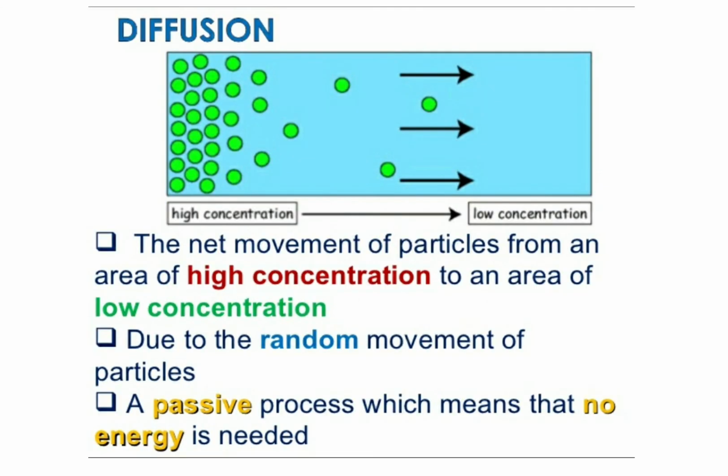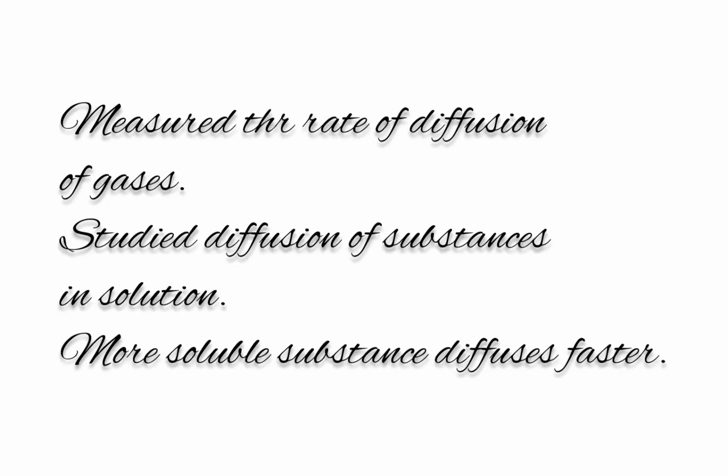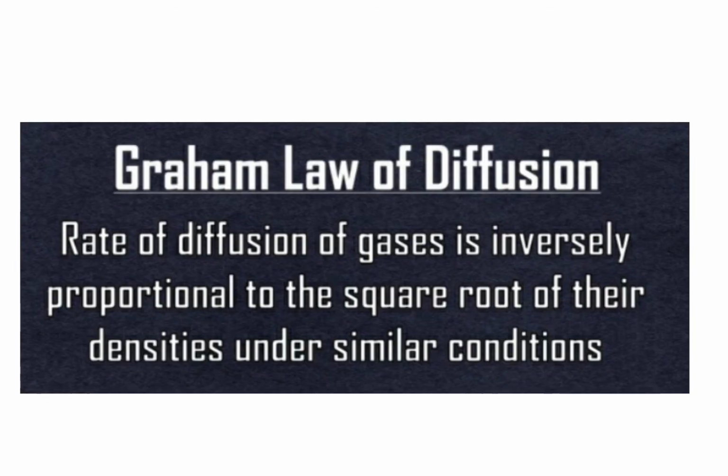So, diffusion is the process by which materials move from a region of higher concentration to a region of lower concentration. Thomas Graham, a Scottish physical chemist, worked on the diffusion of gases. This scientist measured the rate of diffusion of gases and also studied the diffusion of different substances in solutions. He concluded that a more soluble substance in a medium will dissolve faster than a less soluble substance. So, this is popularly known as Graham's law of diffusion.